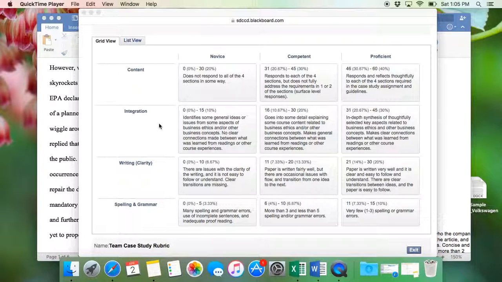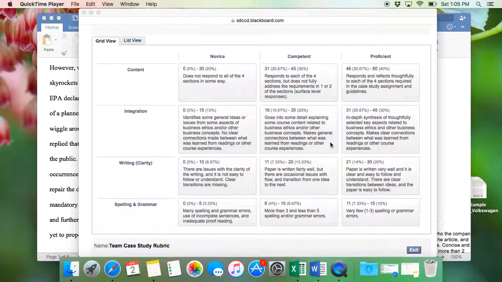Integration has to do with how well you incorporate concepts from the book. A proficient paper in integration will have many key concepts integrated throughout the paper to support your ideas and claims. A well-formed key concept cites the key concept, defines it, and explains it in connection to the case study.